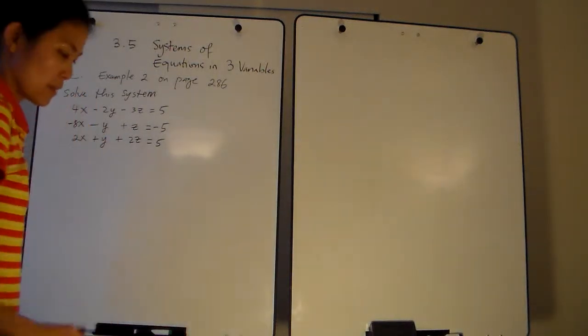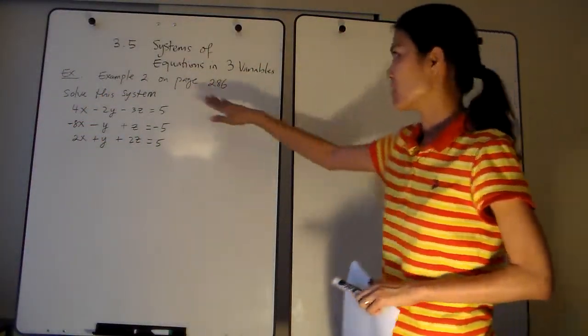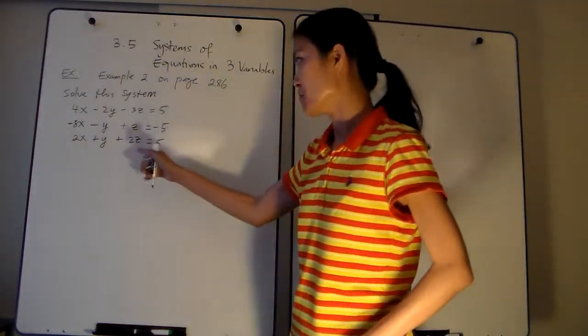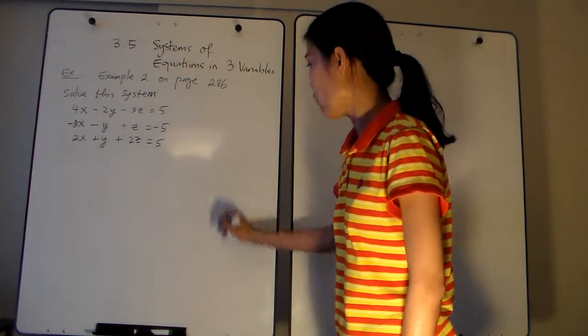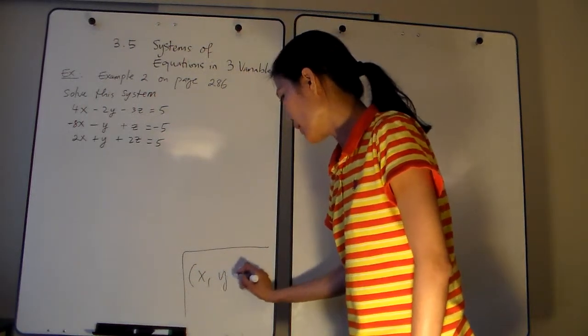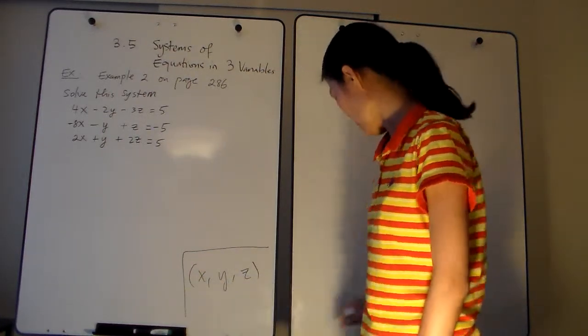Let's solve this system of equations of three variables. This is example 2 on page 286. When you see solve this system, it has three variables x, y, z. That means you're looking for what is x, what is y, what is z. You're looking for the answer for x, y, and z.